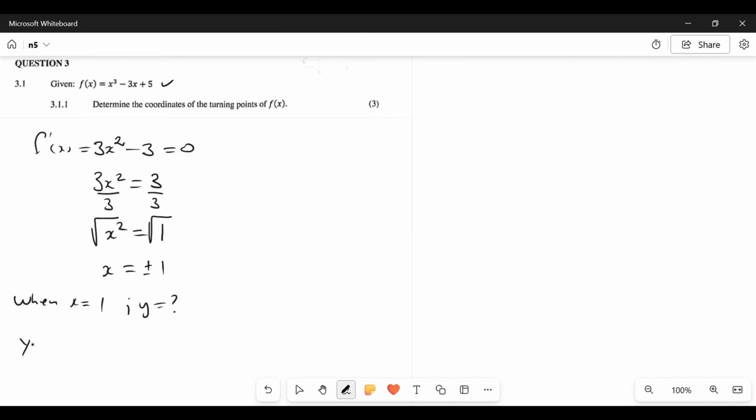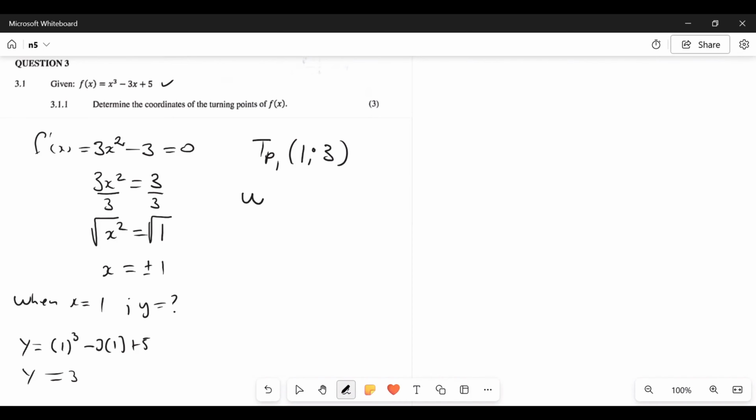So we can say y is equal to, as you can see in our original equation, we have x to the power of 3. Instead of writing x, we're going to write 1 to the power of 3 minus 3 multiplied by x, but this time we're going to say 3 multiplied by 1 plus 5. So you put this on a calculator and then you'll get your answer. If you put this on a calculator, our answer here is going to be 3. There we go. When x is 1, our y is 3. Now we can call this turning point 1: when x is 1, y is 3.